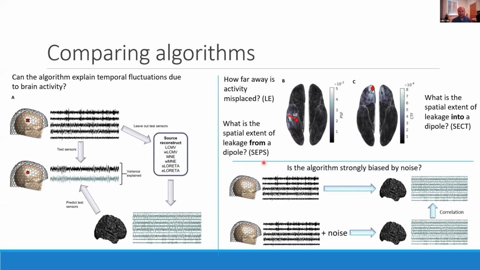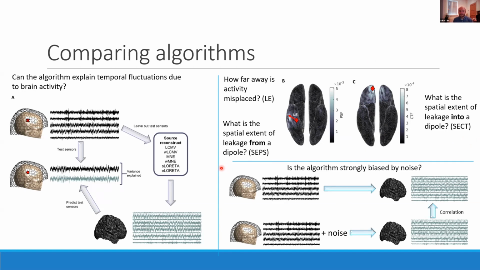Or we can look at the spatial extent of this. How far does it spread out? Here we've called it the spatial extent of point spread. This says, how far does leakage come from the dipole? We can also look at something called the crosstalk function, that basically says, given an estimate at a dipole, how far away is activity influencing this estimate? So we can look at the spatial extent of the crosstalk function to calculate how far away is leakage into the dipole. So we've got out from the dipole and into the dipole. These are our metrics to look at the spatial aspects and quantify how good spatial reconstruction is.